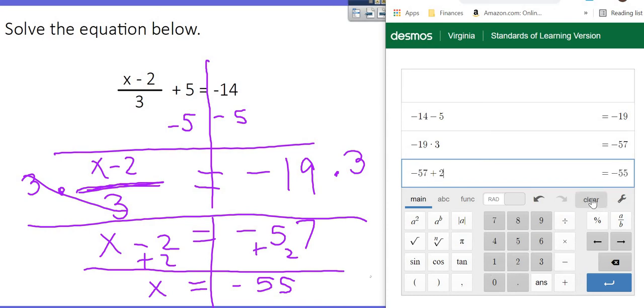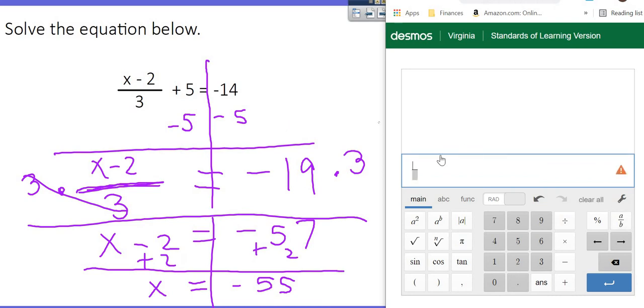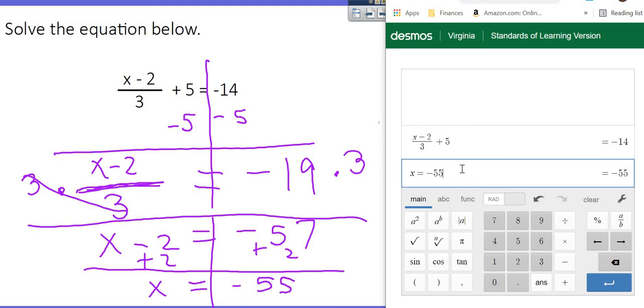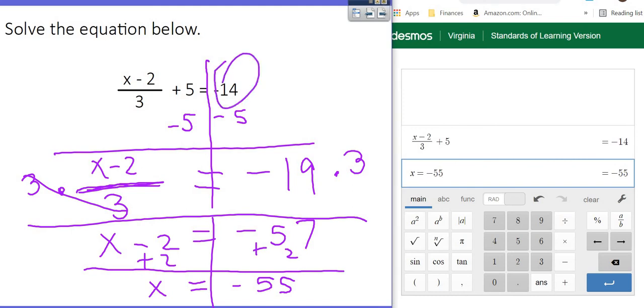Now, the thing you have to remember with anything that has an equal sign is you can always use your calculator to your advantage. So we're going to check this and make sure it works. Start with this a divided by b button, and then you can type your x minus 2 on top and your 3 on the bottom. Go out to the side, type plus 5, and then I'm going to go to the next line and type in the solution. x equals negative 55. And yes, it gave me negative 14, which means I was right.